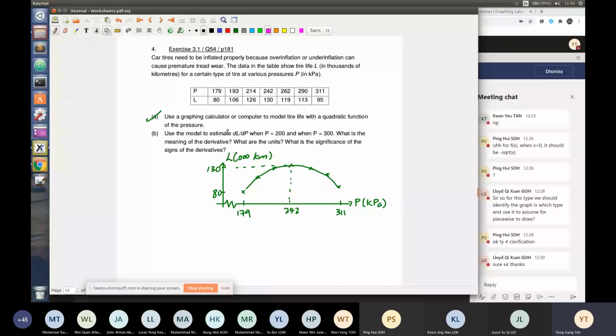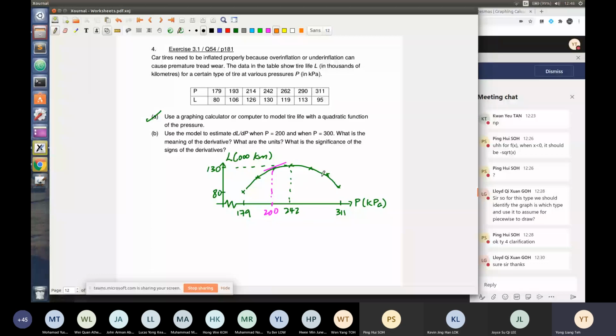have to find where P equals 200. So let's say this is 200 kilopascal. Okay, so this will be kilopascal. Then you just have to estimate what is the gradient here. Okay, it may not be exactly at a point, which is 200. You can see there's no 200 value here, so it's not exactly at a point. So therefore, you can actually find out what is the LDP here.